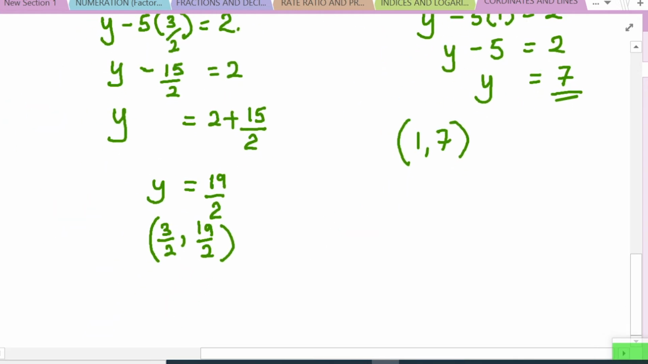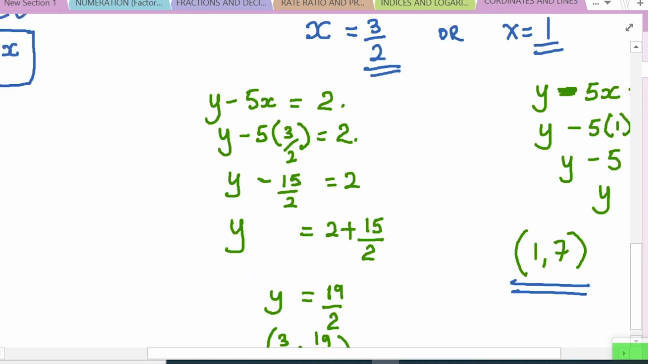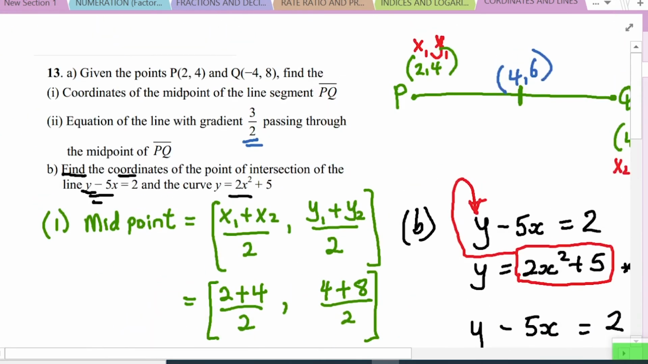So by answering that question, those are the 2 points of intersection. We have this and we have that. Those are the 2 points of intersection, and by so doing, we have answered that question: find the coordinates of the point of intersection of that line and that curve.